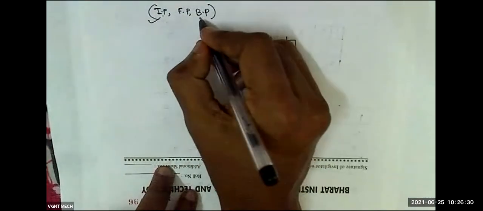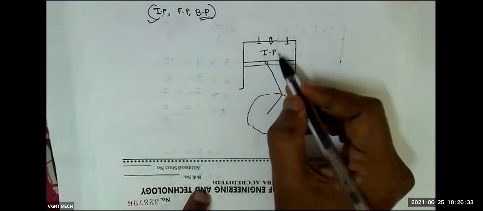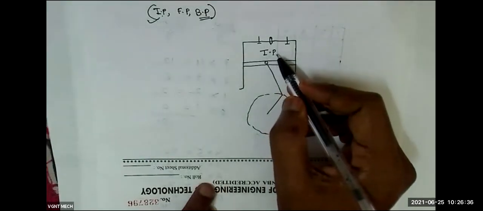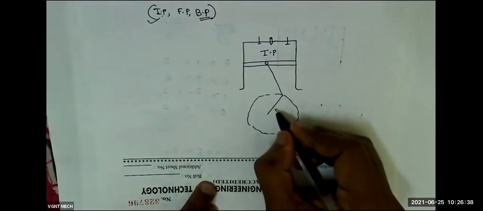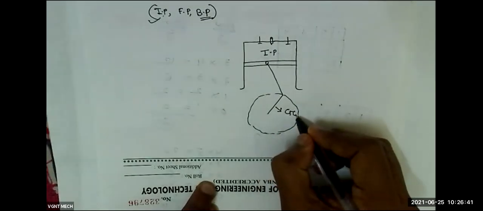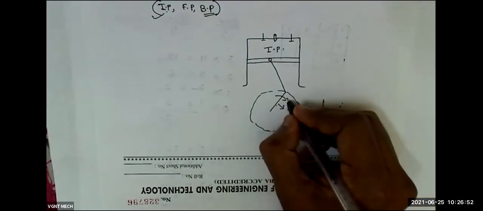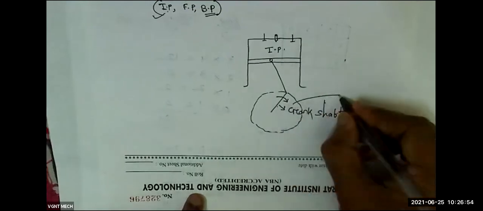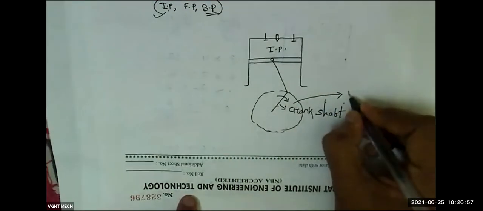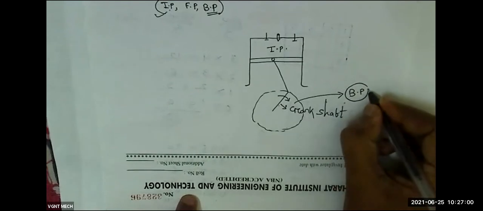Second, what do you mean by brake power? Whatever power is generated here will be transmitted from this point to this point. This point is our crankshaft. When the power is transmitted to the crankshaft, after that the crankshaft will rotate. So whatever power we are getting at the crankshaft is called brake power. And the difference between indicated power and brake power is called frictional power.